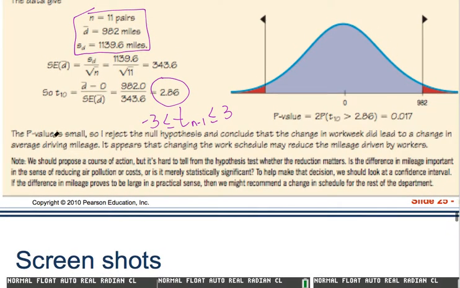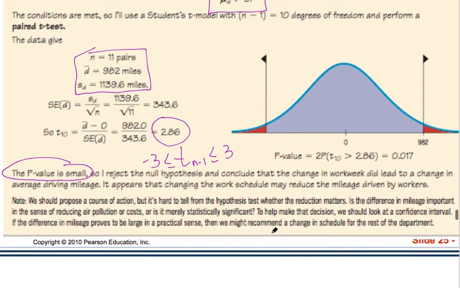Okay. Another thing I want to point out is we're getting much better at writing here. The p-value is small, so I reject the null hypothesis. Small means that it's a very small percentage of time that it is going to be happening. Okay, so that's a good thing. All right, and then you might want to pause the video here and write down what that means. It appears that changing the work schedule may reduce the mileage by workers. Okay, I'm going to pause the video here and then I will come back to this.